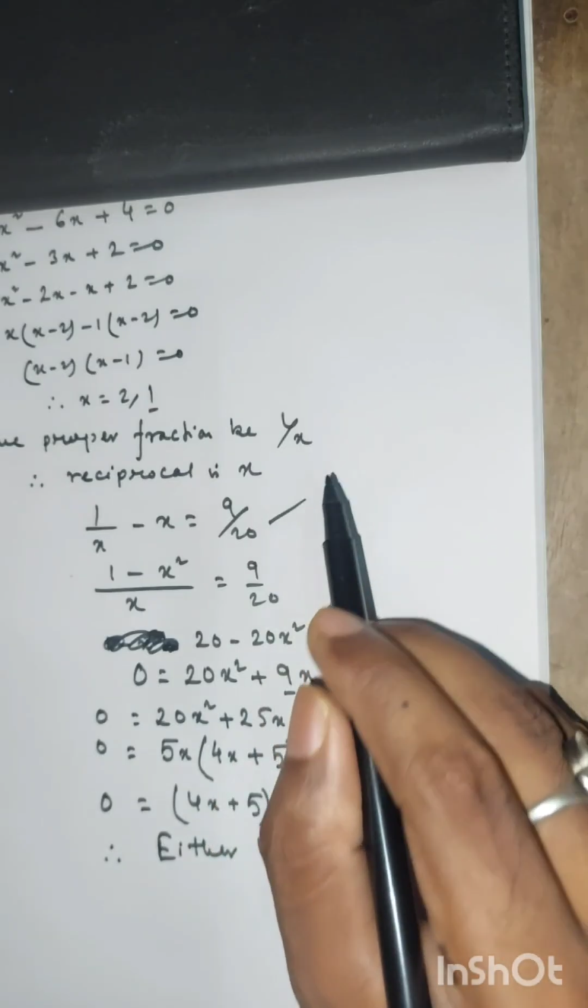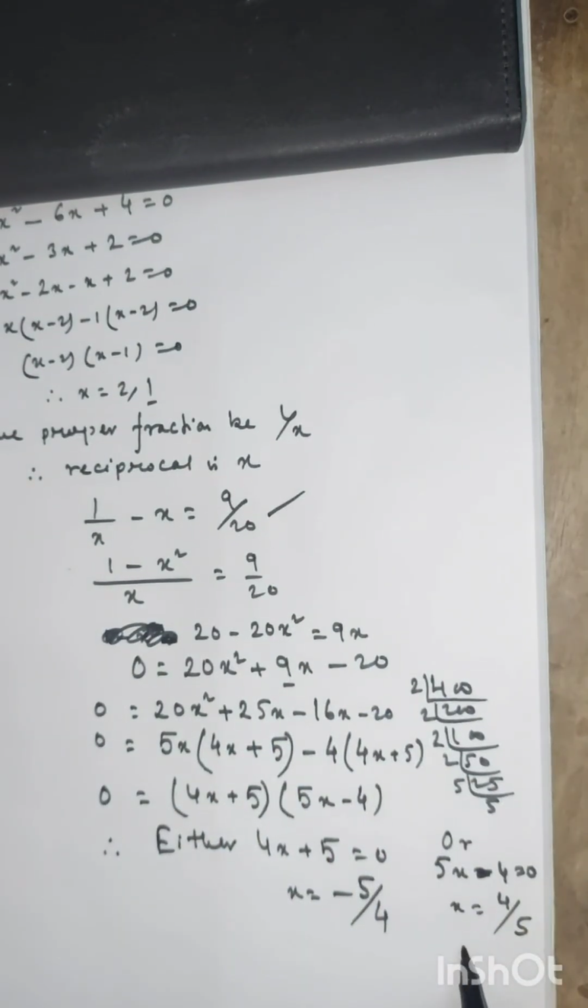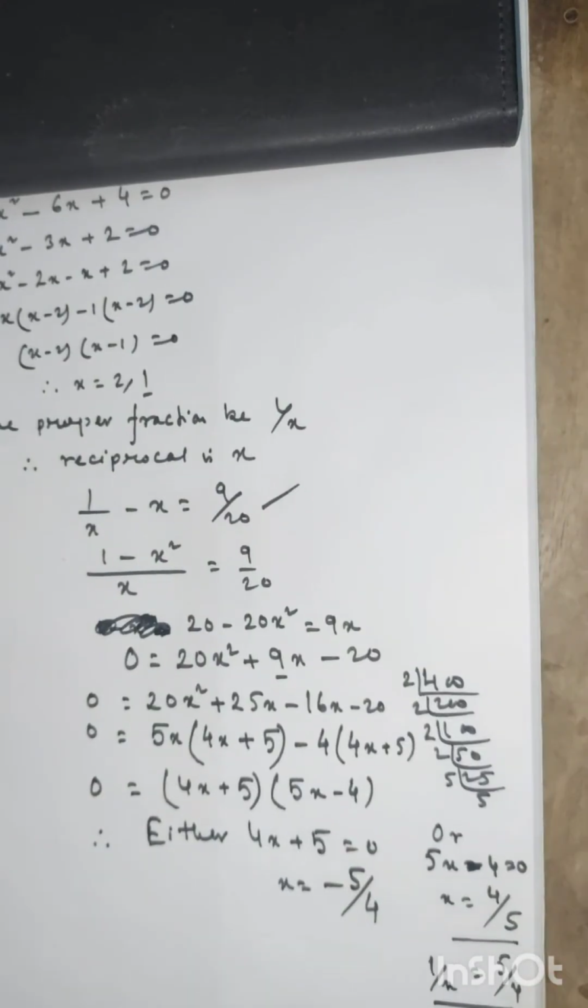So this is our equation and this is our solution. The value of x is 4 by 5, so its reciprocal is 5 by 4. So this is the solution. These are the fractions and this is our equation.